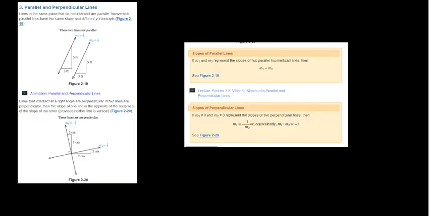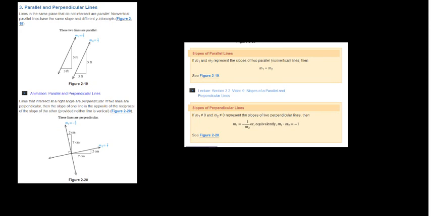Alrighty, so this reads: lines in the same plane that do not intersect are parallel. Non-vertical parallel lines have the same slope and different y-intercepts. Okay, so that makes sense. Lines in the same plane, in this particular case the rectangular coordinate plane, that do not intersect, we know that they're parallel. Of course, we're familiar with the word parallel. I'm sure we've used it quite a bit in our lives, right? If they don't intersect, these lines are parallel.